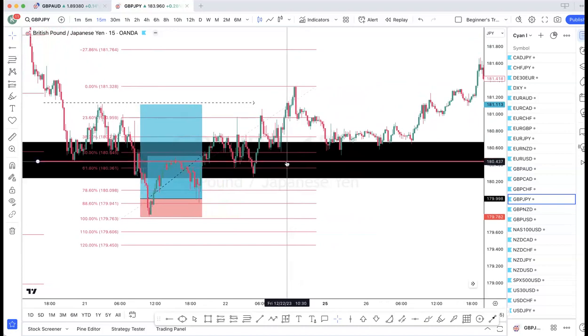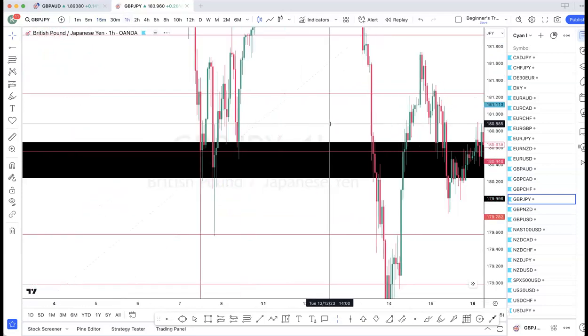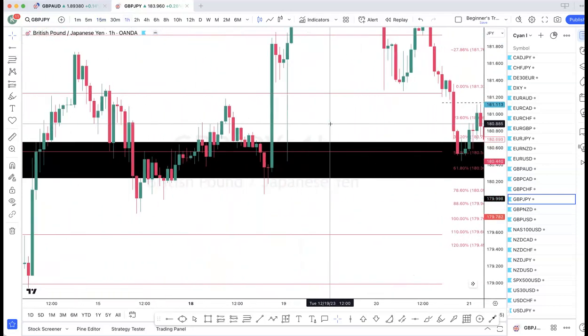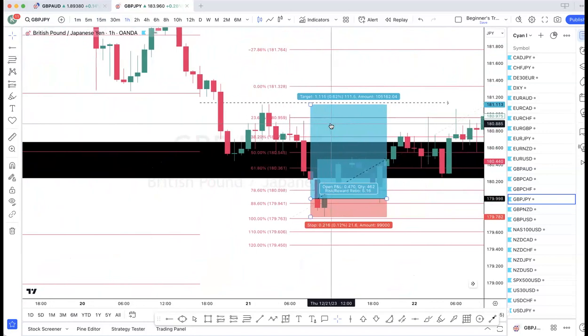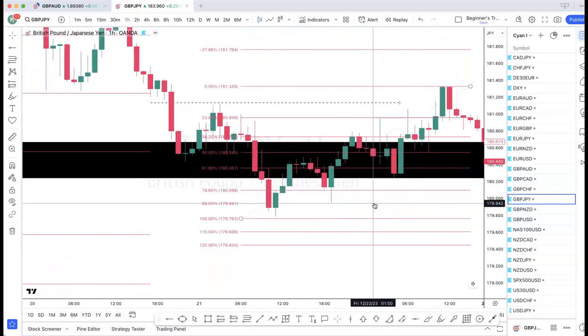But this is where you have to have your higher time frame bias too. Because if your higher time frame bias, like ours was, was for it to buy all week, then you could take those entries.